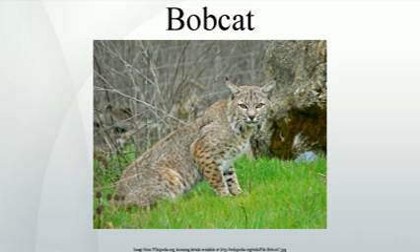It uses several methods to mark its territorial boundaries, including claw marks and deposits of urine or feces. The bobcat breeds from winter into spring and has a gestation period of about 2 months.